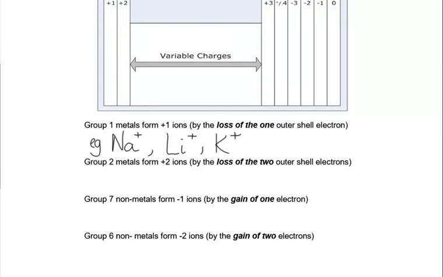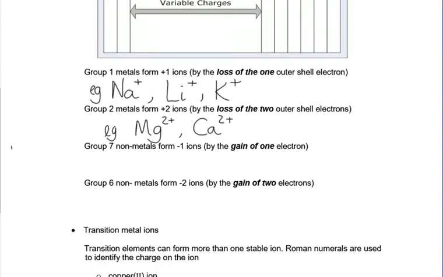Group 2 metals lose 2 electrons. Their 2 outer shell electrons are lost to become 2 plus ions, like magnesium, calcium, barium. Those things in group 7, they're non-metals, they gain 1 electron to get a full shell of electrons. So we're talking things like chlorine becoming the chloride ion, bromine becoming the bromide ion, iodine becoming the iodide ion.